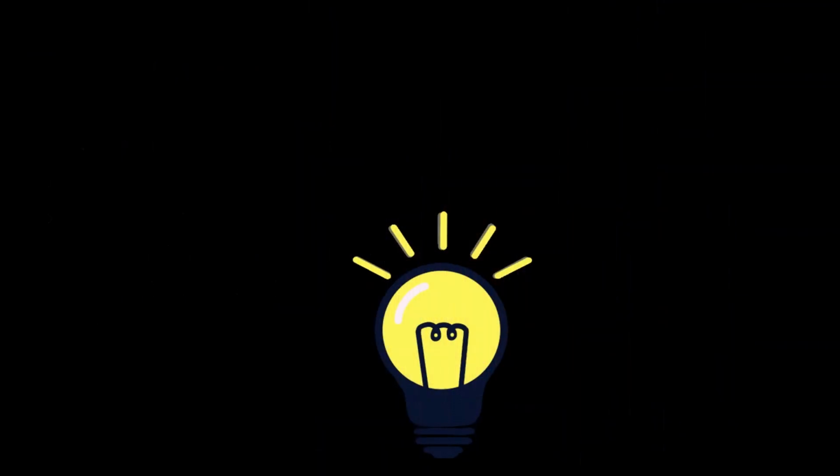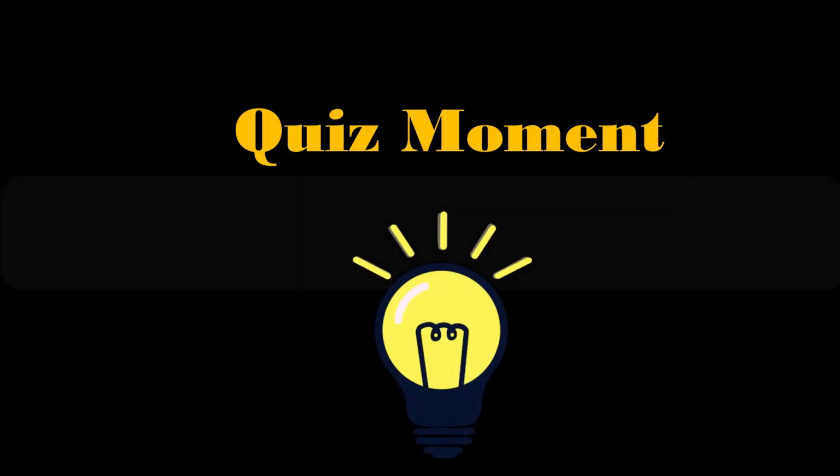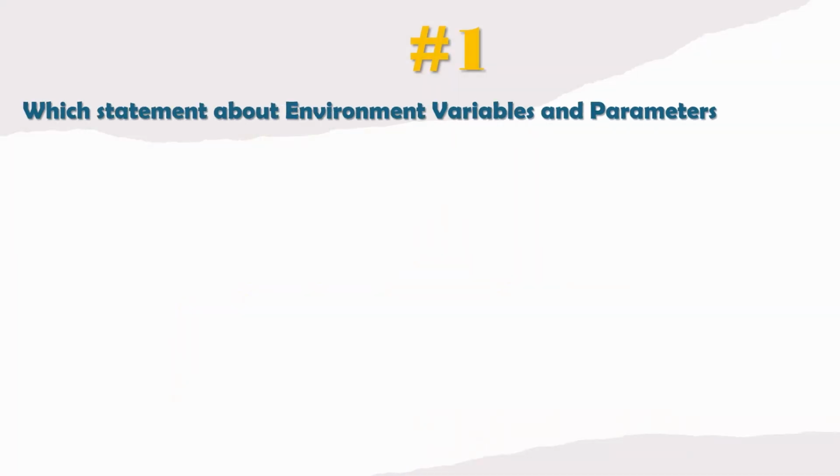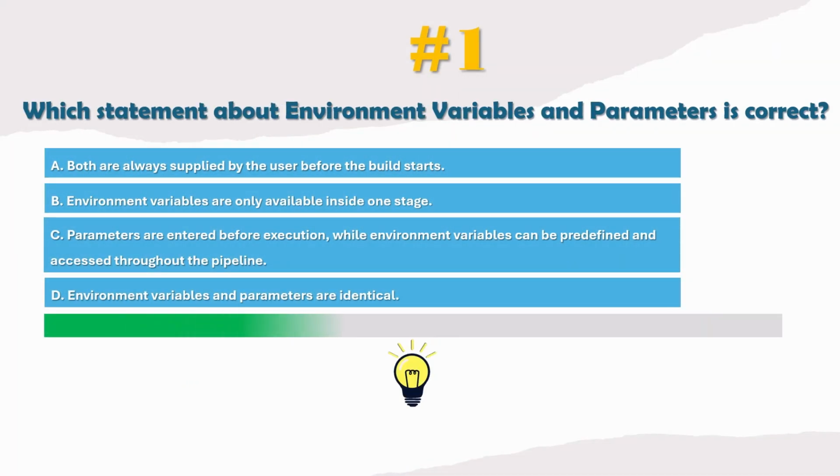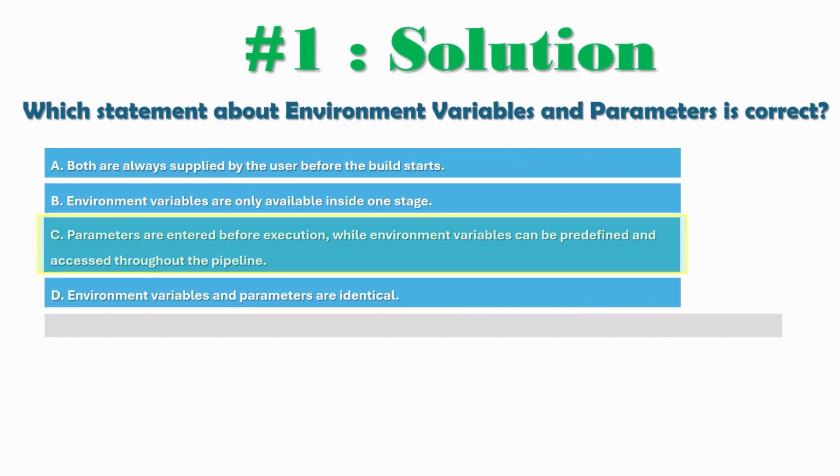Now let's end it with a small activity or a quiz. Which statement about environment variables and parameters is correct? The correct answer is C. At first glance, both the parameter and environment variables seem similar because they store values that are used by the pipeline. However, they serve different purposes.